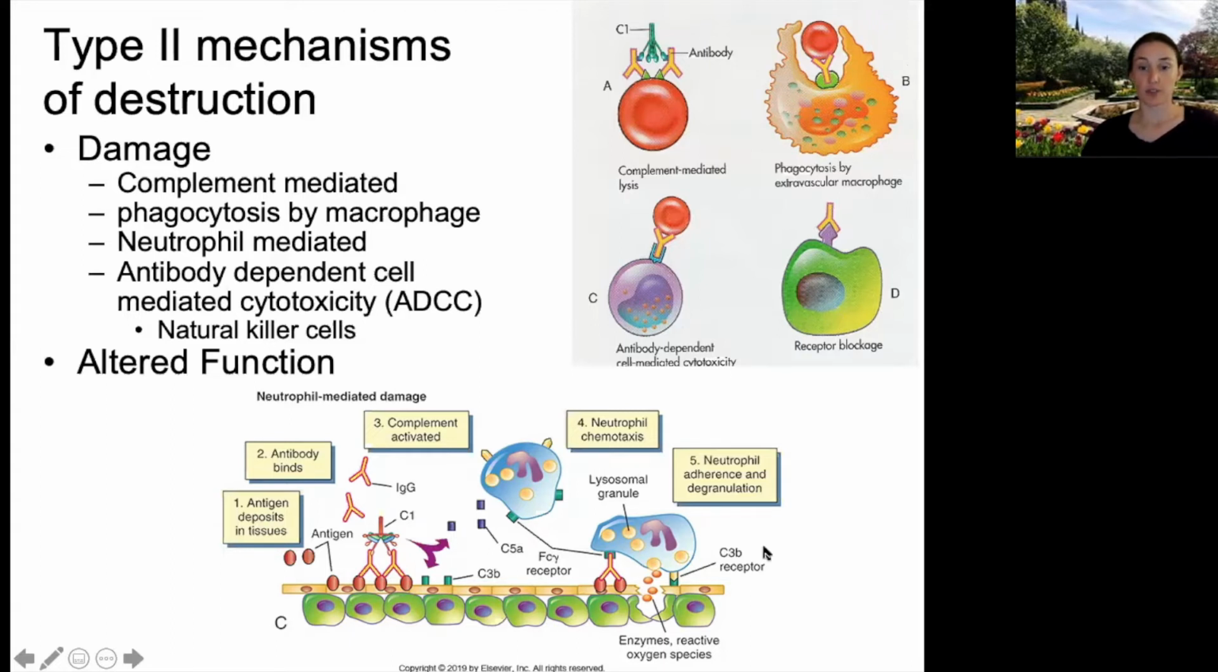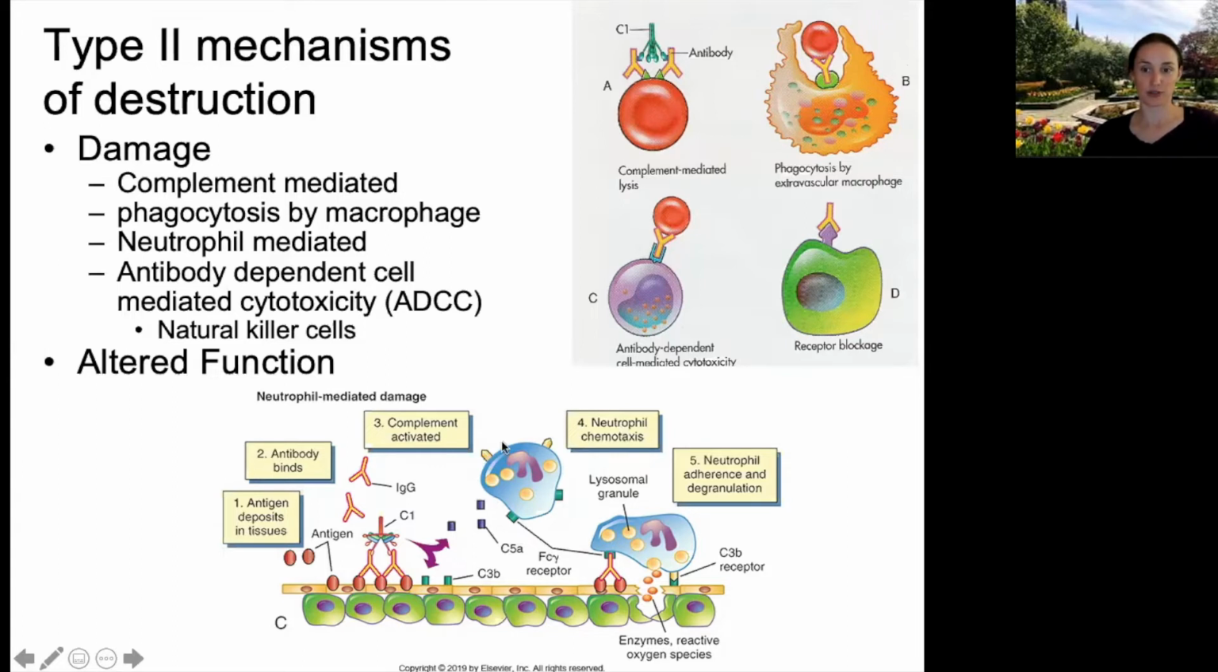This diagram shows another way that cells or tissues can get damaged. We have antigens that will deposit into the tissue itself. So then the antibody is going to come and bind to those antigens that are deposited in the tissue, which is going to activate the complement system, which is going to attract those other cells over, those white blood cells.